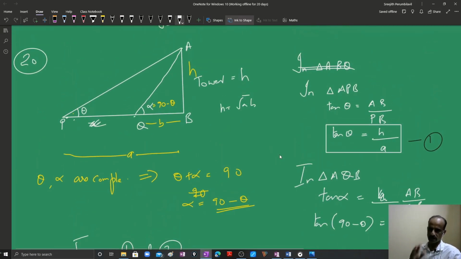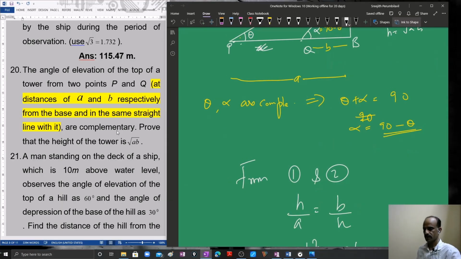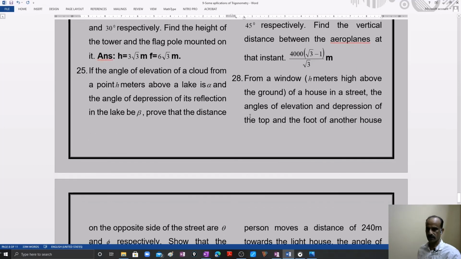So here the question is straightforward and a very important question. When you read the question, you have to be very careful. The angle of elevation is complementary, so alpha will be equal to 90 minus theta. In the first triangle we found tan theta. In the second we found tan alpha, but alpha is actually 90 minus theta, so it becomes cot theta. Again we took the reciprocal: cot theta is equal to h by b, therefore tan theta is equal to b by h. Then equating 1 and 2, they talk about the same triangle and the same trigonometric ratio.